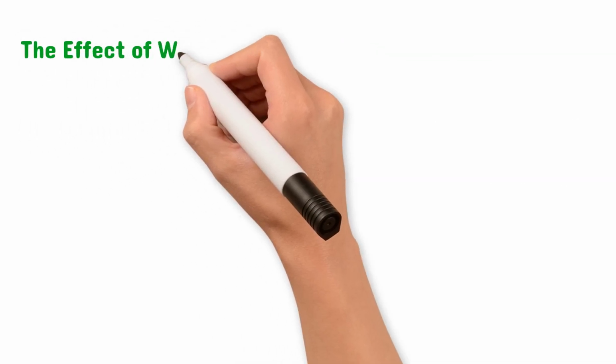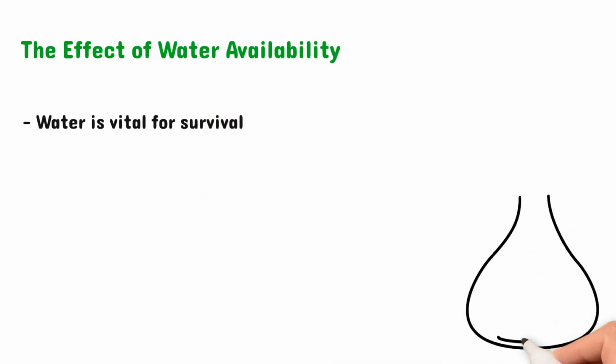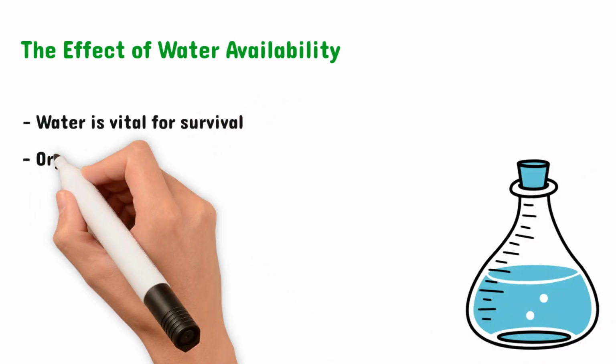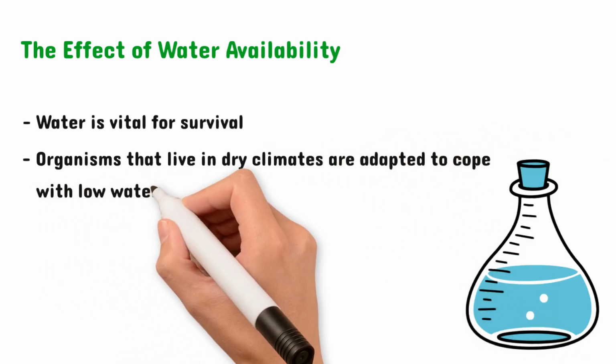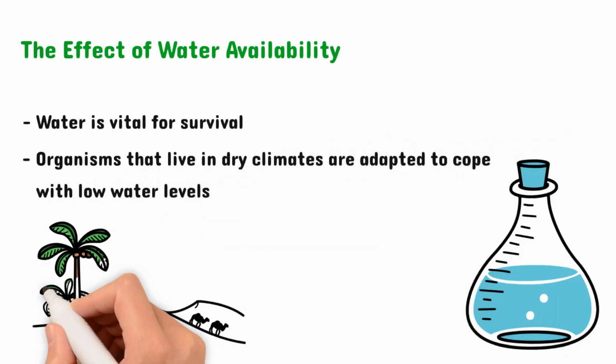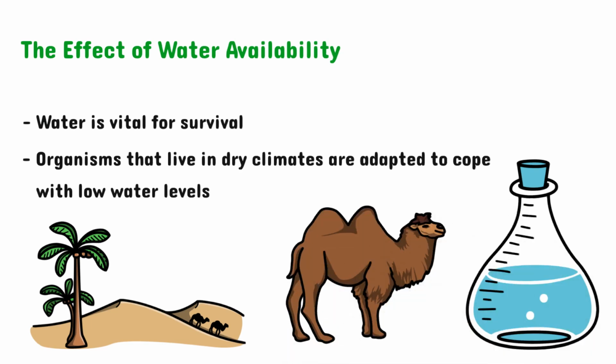Now we'll talk about the effect of water availability. Water is vital for survival and all organisms would die without it. But there are organisms that live in a dry climate and they are adapted to cope with low water levels. So for example, a camel that lives in the desert is adapted to produce very little urine so he can save as much water as possible.